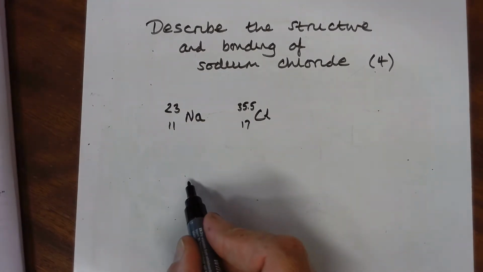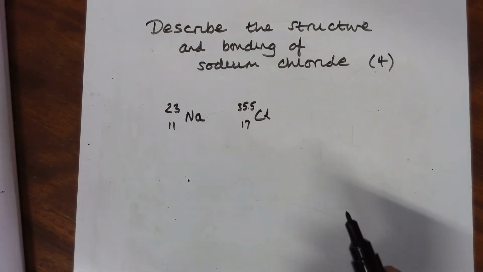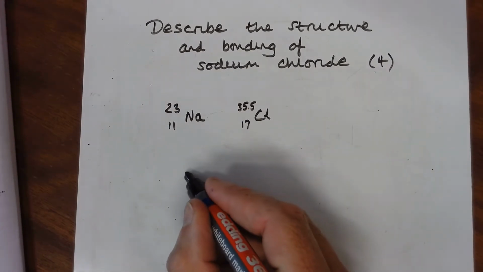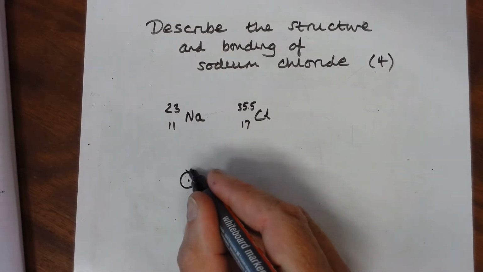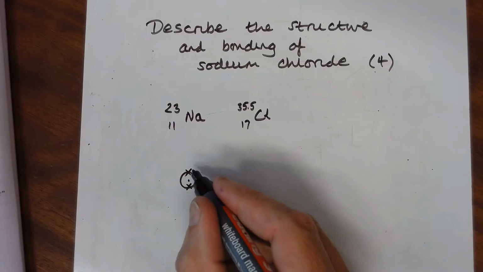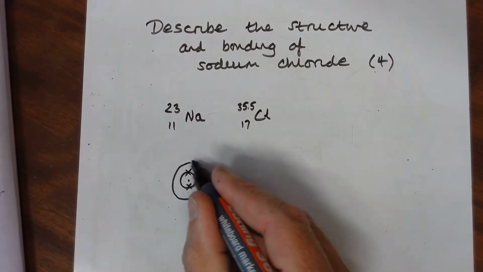Why? Well, we can draw the electron structure. Usually I start with a dot in the middle to show the nucleus. It has 11 protons, and therefore the atom will have 11 electrons.